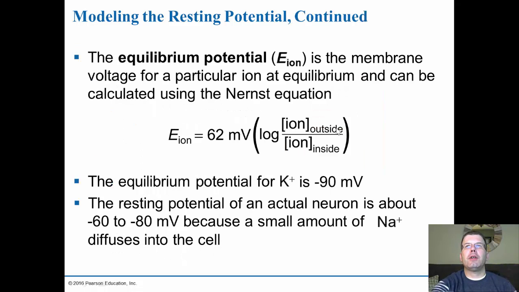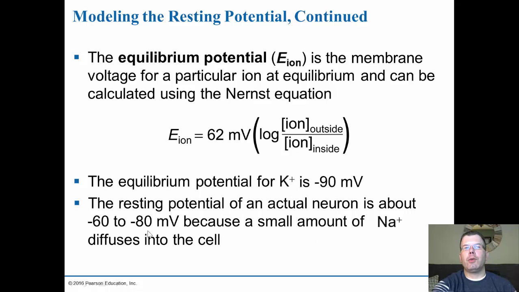Now the equilibrium potential of the membrane is based on this calculation, and this is how they figure out what the charge is on the inside and outside based on the ion concentration. You always use 62 millivolts. This is the standard number. And then you have the log of the ion concentration outside over the ion concentration on the inside. So you can calculate the equilibrium potential of the ion across the membrane using this formula. The equilibrium potential for potassium is minus 90 millivolts.